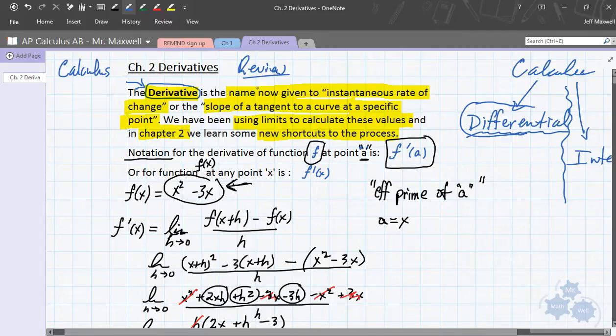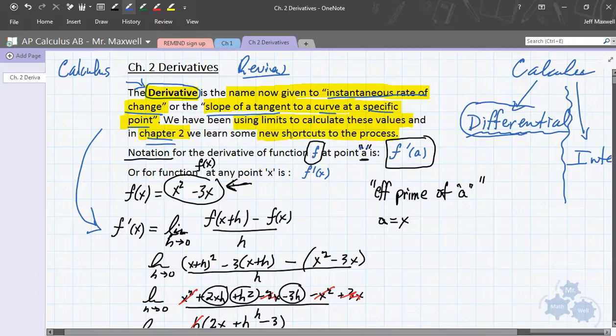The derivative is the name given to the instantaneous rate of change for two variables, which is the slope of the tangent line to a curve at a specific point. So everything that we did in Chapter 1, finding instantaneous rate of change, we are now just calling a derivative. This is what you remember from Chapter 1. So we've been using limits to calculate these values.